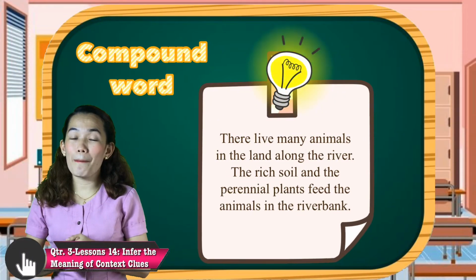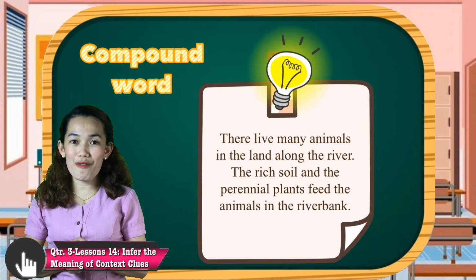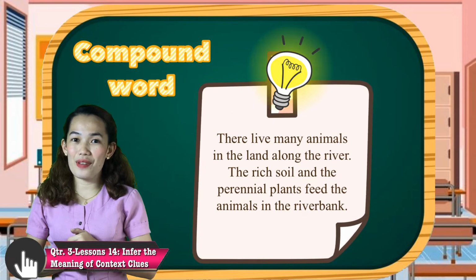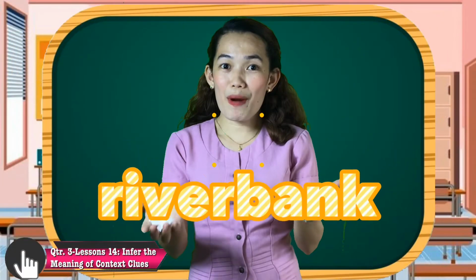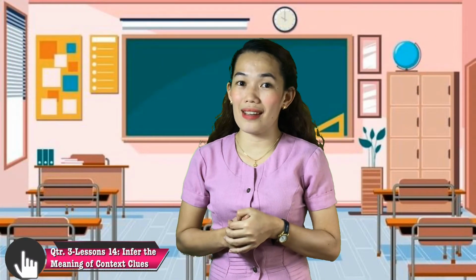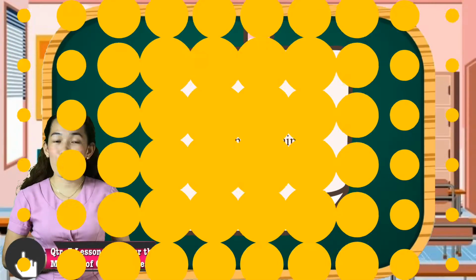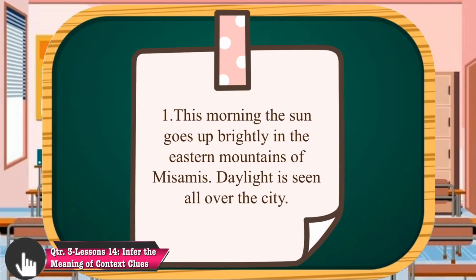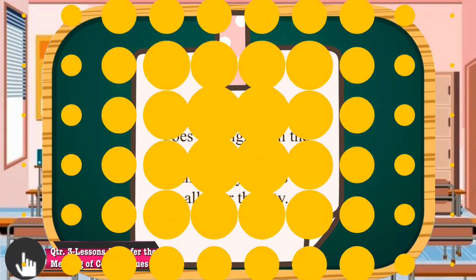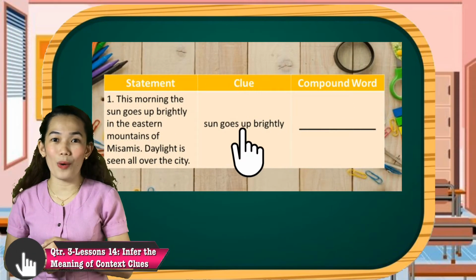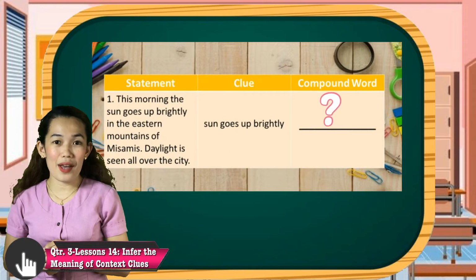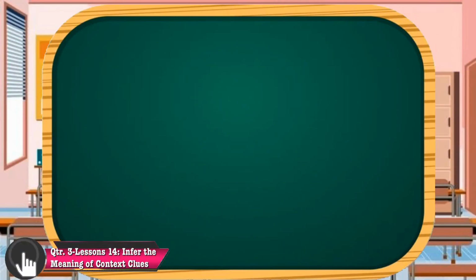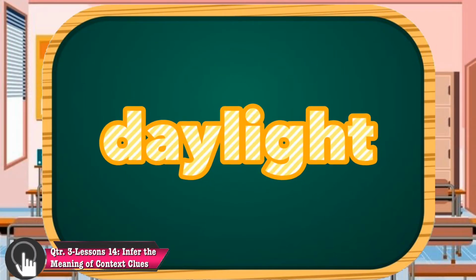What is the compound word of land along the river? That can be found in the second statement. Riverbank, you're right. Now together, let's try this next statement. Everybody, read please. The clue is sun goes up brightly. What is the compound word of the phrase? The answer is daylight. You got it right.